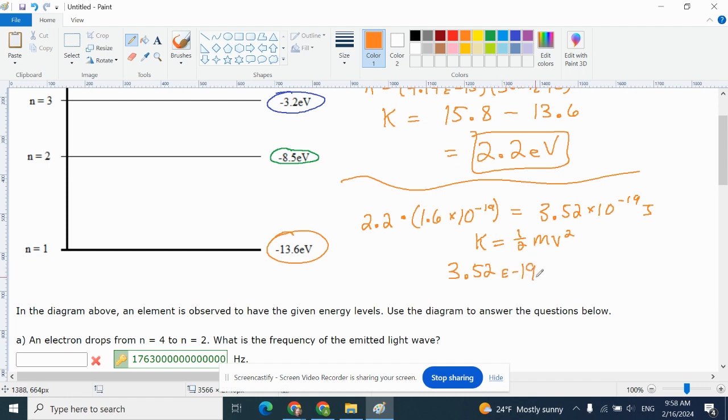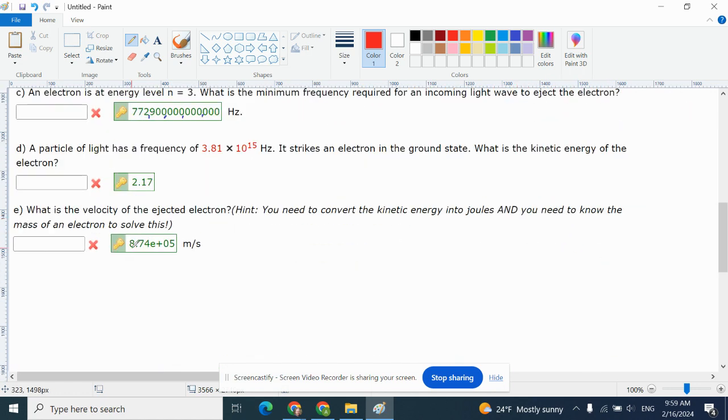3.52 e negative 19 equals 1 half 9.11 e negative 31 v squared. This number here, this is the mass of an electron. It is on your green sheet. So now calculator: 3.52 times 10 to the negative 19th divided by half divided by 9.11 e negative 31. Take the square root, and it came out to 879,000 meters per second. And I got 8.74.